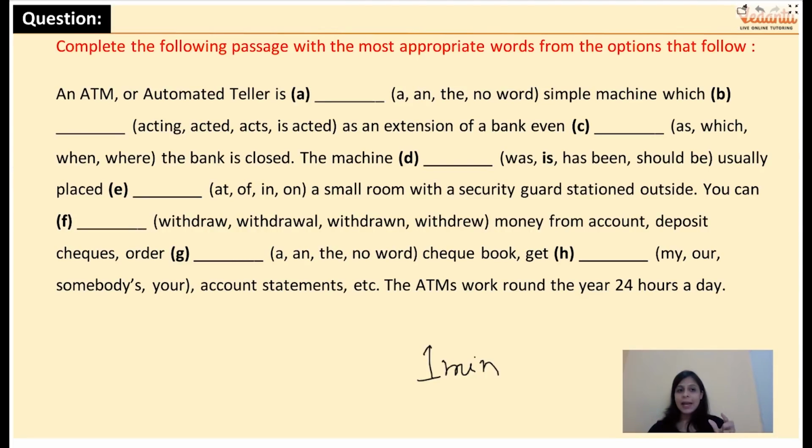Okay, so an ATM or automatic teller machine, you guys know very well how to use articles. I don't need to teach you that. So let's see, is dash simple machine, dash an extension of a bank, even dash the bank is closed. So yes, it's pretty evident that okay, it's going to be very simple. The machine dash usually placed a small room with a security guard stationed outside. You money from account, deposit checks, order checkbooks, get dash accounts, statements, etc. The ATMs work round the year, 24 hours a day.